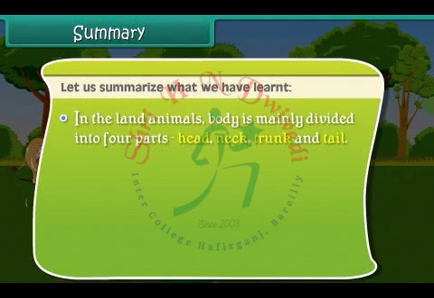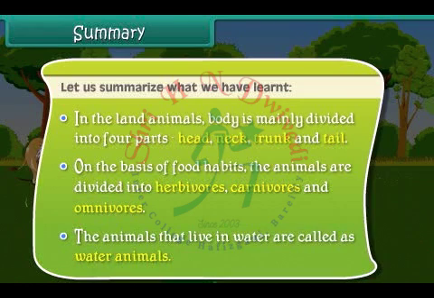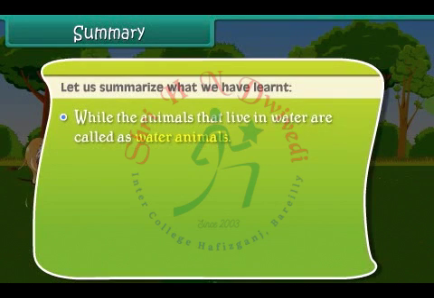In land animals, the body is mainly divided into 4 parts: head, neck, trunk, and tail. On the basis of food habits, animals are divided into herbivores, carnivores, and omnivores. The animals that live in water are called water animals.